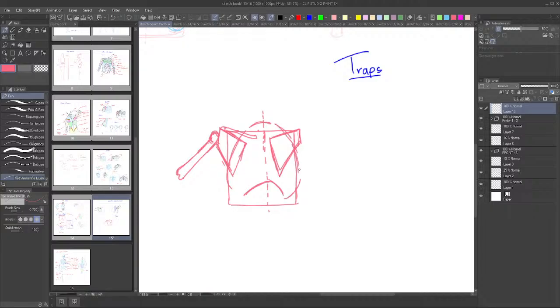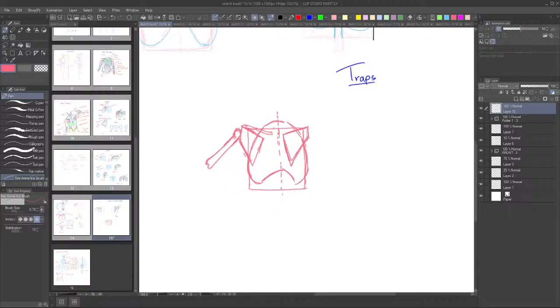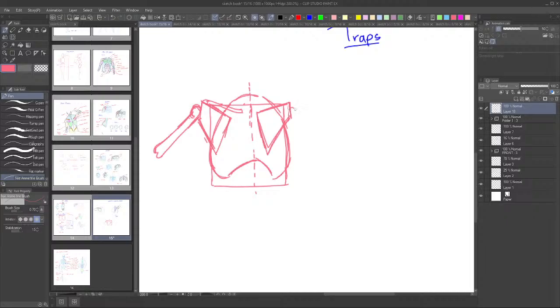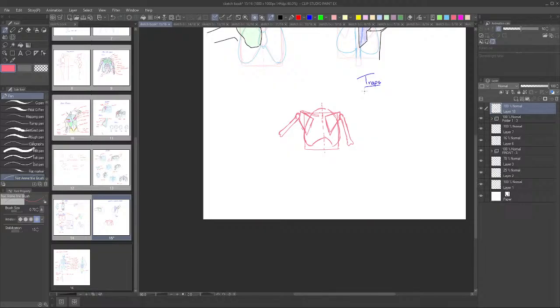All right, so this is how the rib cage is going to look. Here I'm assuming the arm is a little bit lowered, like this. So this is the back side.